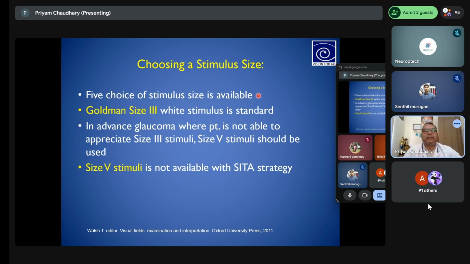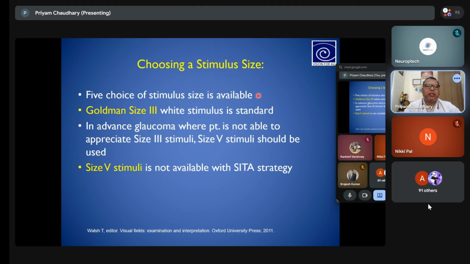Choosing stimulus size. We are doing the standard stimulus size 3, but if the patient's vision is less than 20/200 or 6/60, you should change the stimulus size in full threshold, from stimulus size 3 to 5. If you are doing stimulus size 3 standard, the patient can't see it.